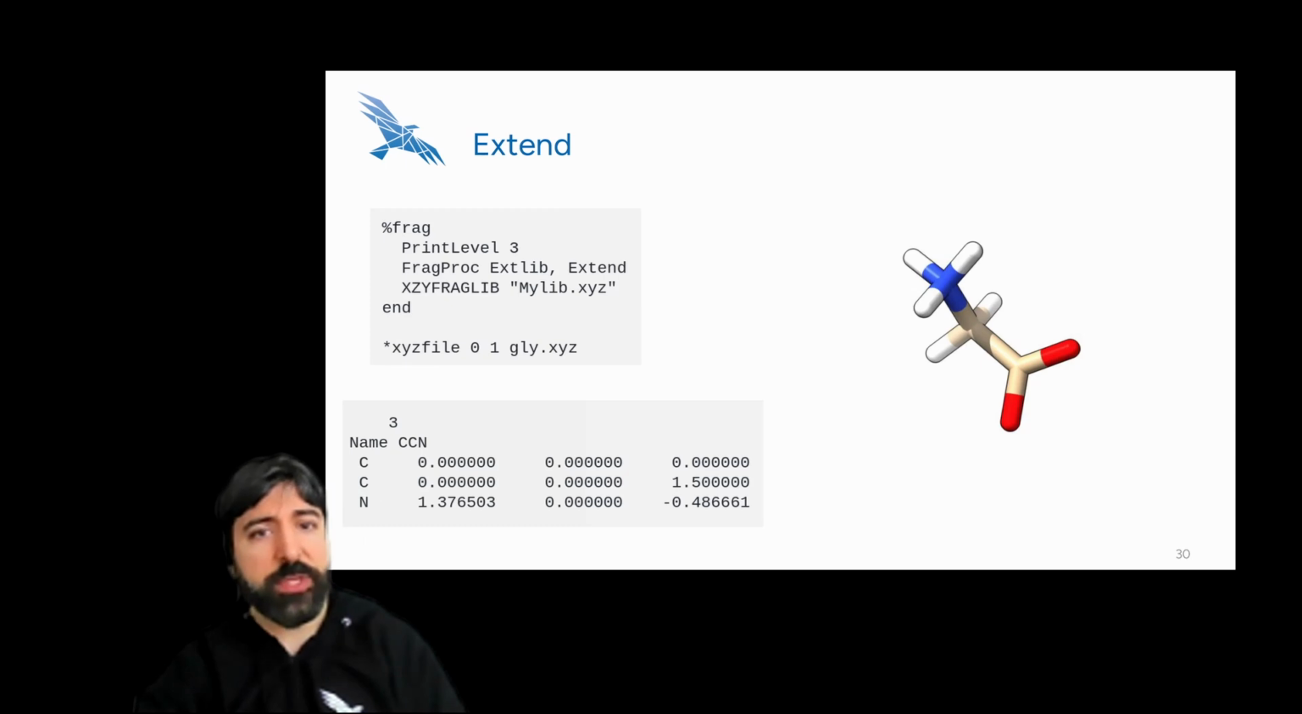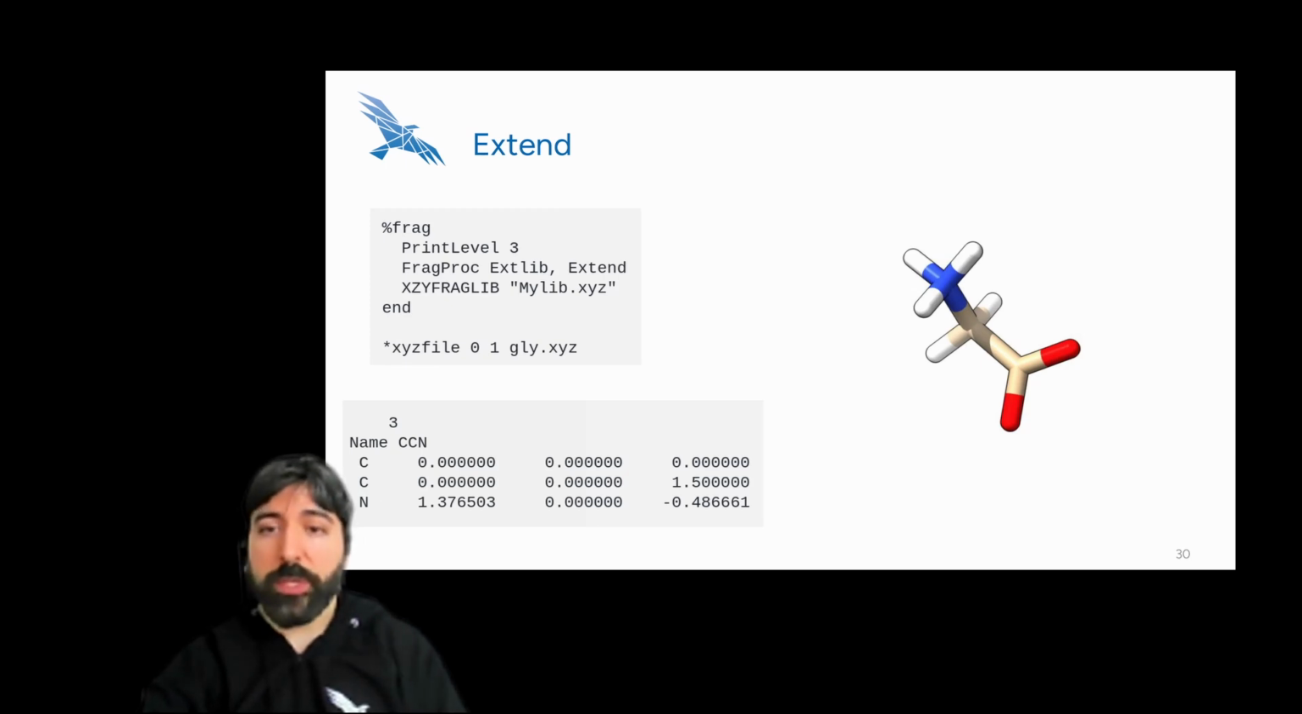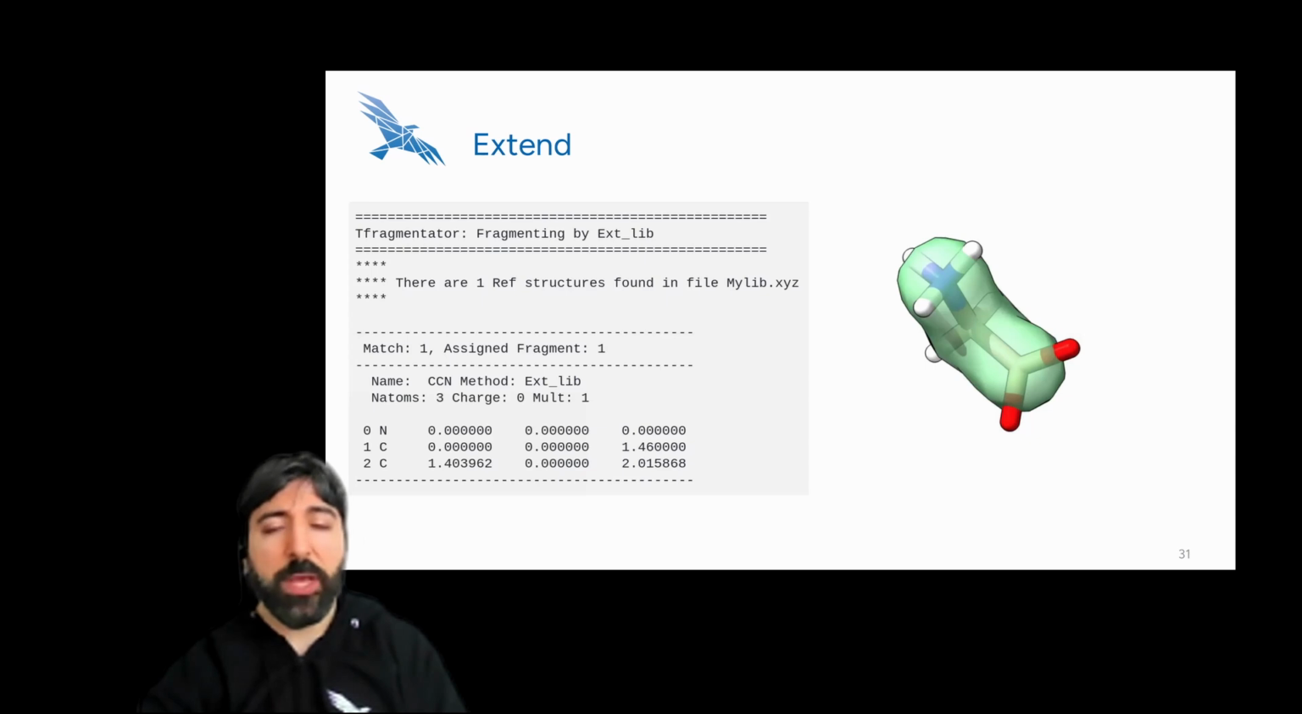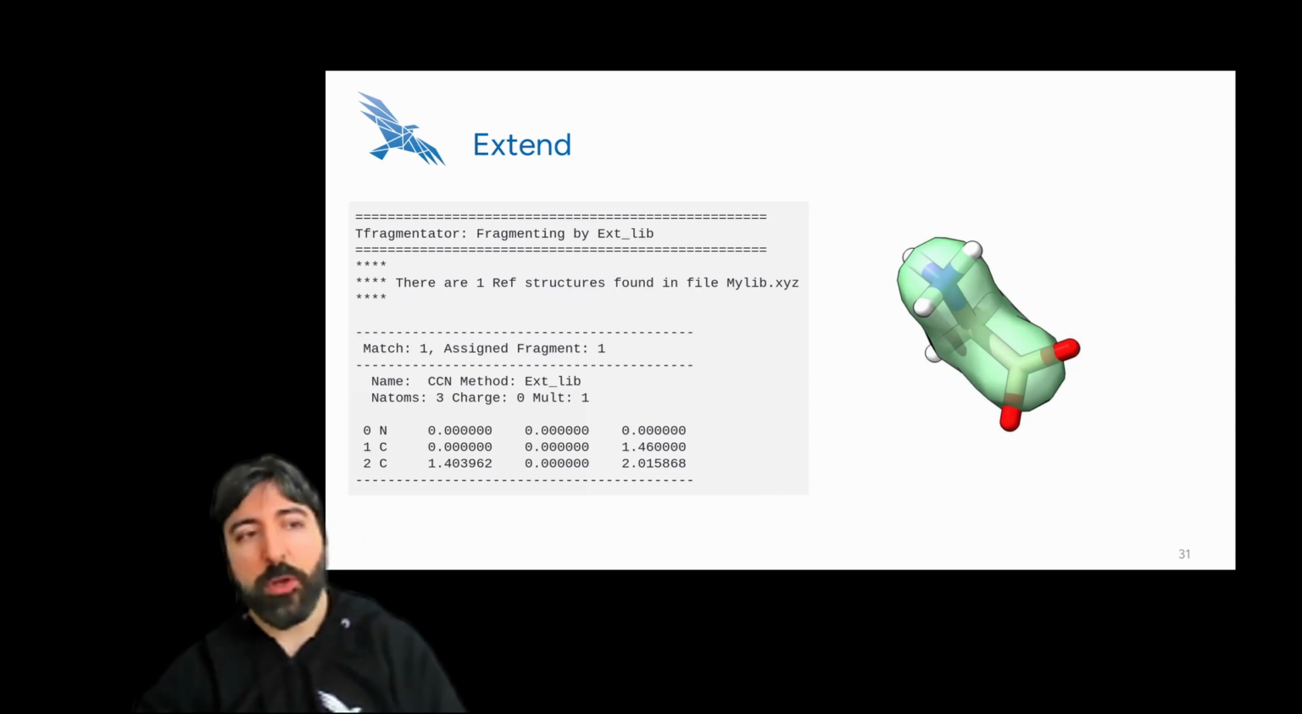So suppose, for example, we define an external library to fragment this glycine molecule, and our external library only contains two carbon atoms and one nitrogen atom. So we use just the external library, and we assign 3 atoms to a fragment. And then to complete them, to include all the hydrogens and the oxygen, we use extend.